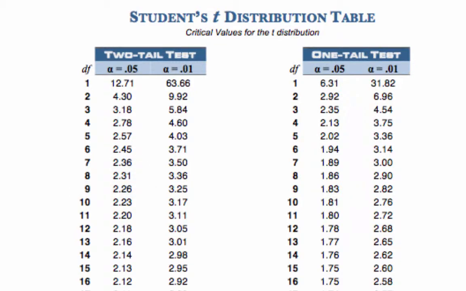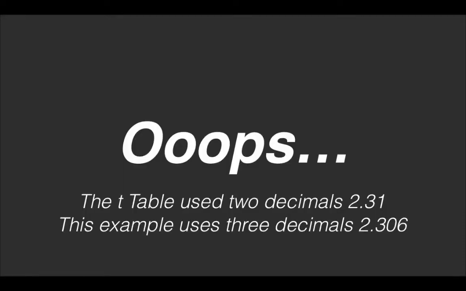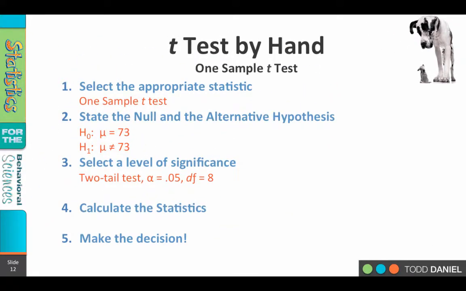All right, let's go back to our 5 steps. Sorry, need to make a little correction. The t-table that I just showed you used 2 decimal places for critical values, in other words 2.31, but the example that I'm going to show you now uses 3 decimal places. The number in the t-table was 2.306. So now let's finish out step 3.